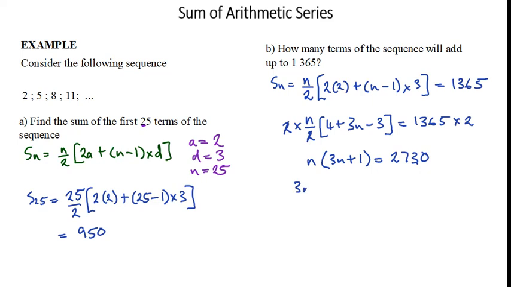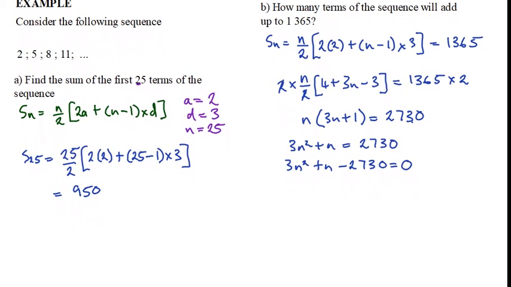So that is 3n squared plus n, that is equal to 2730. Okay, let's take this over to that side. So that's 3n squared plus n minus 2730 being equal to 0. Okay, this is a standard quadratic equation. So we're going to use our standard quadratic formula again.